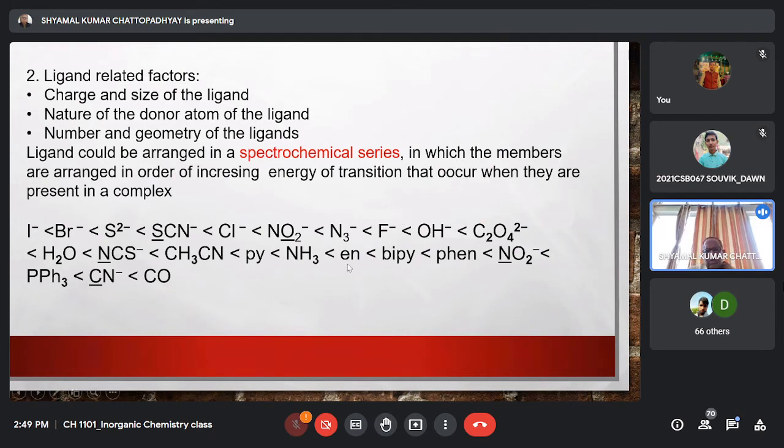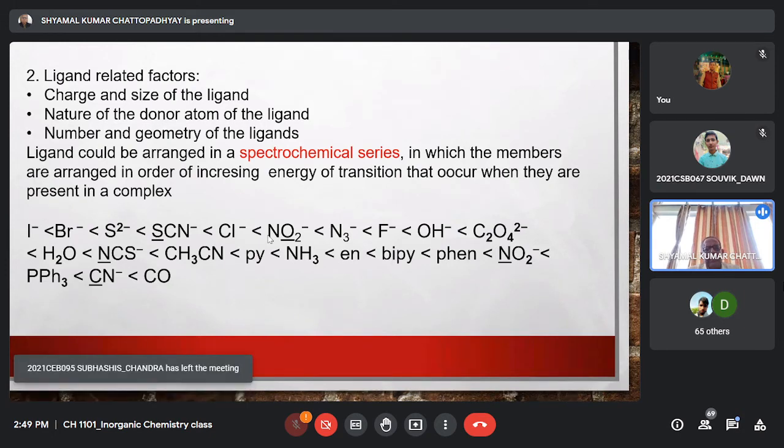Then you can also see here that ammonia, ethylenediamine, bipyridine, phenanthroline, so many of the neutral ligands, acetonitrile, pyridine, are either moderate or quite strong field ligands, but so many charged ligands carrying -1 or -2 charge are very weak field ligands, right? And this cannot be explained properly by the crystal field theory.